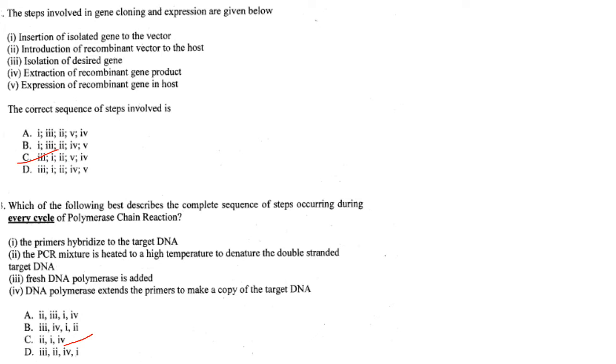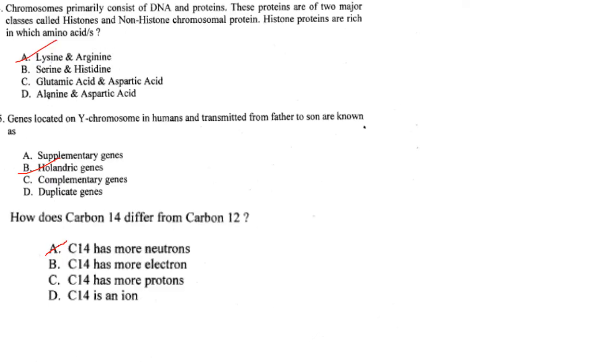So the answer is C, that is 2, 1 and 4. Then next one. Chromosomes primarily consist of DNA and proteins. These proteins are of two major classes called histones and non-histone chromosomal protein. Histone proteins are rich in which amino acids?